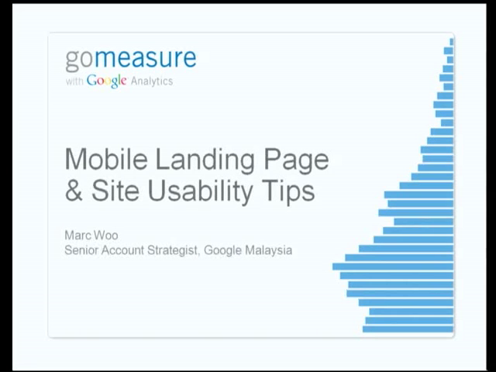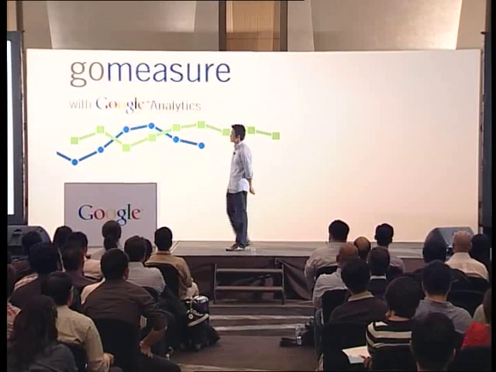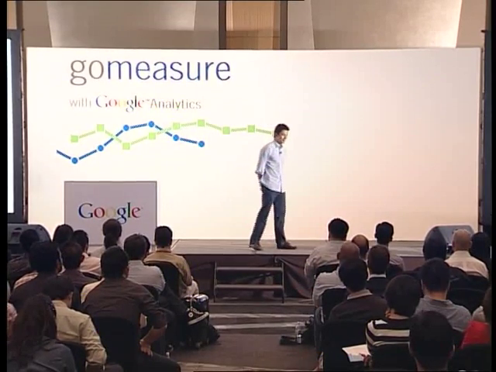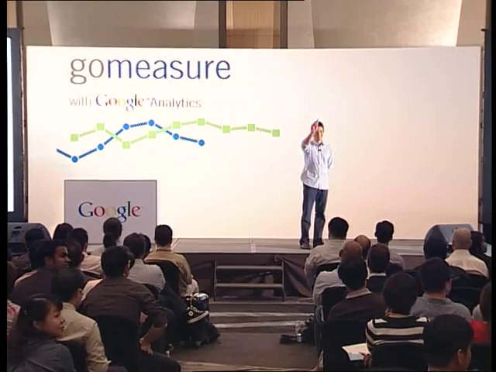Hi, my name is Marc Woo, and I am from the awesome Google Malaysia office. And I currently represent 20% of the office. We have grown from a fantastic 4 to a fabulous 5. And welcome, Zeph. Where are you, Zeph? Hey, he's our new PR head.